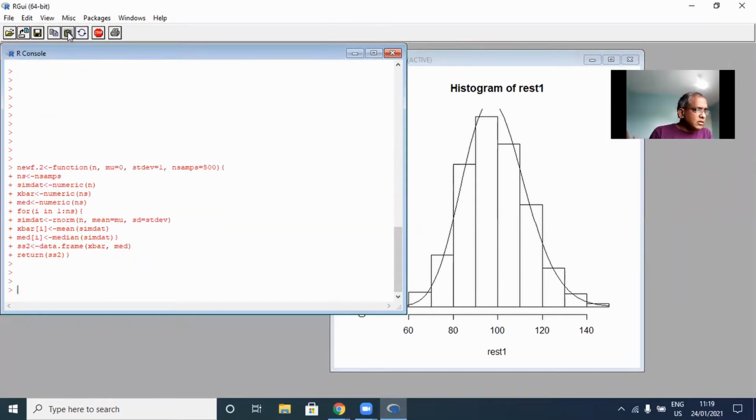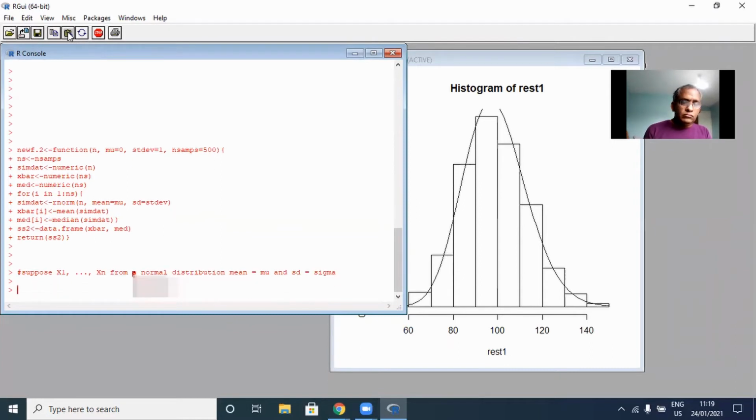Now, what this function does is the following. So suppose, let me use the number, all right, this is a comment. So suppose you have data x1 to xn from a normal distribution with mean equal to mu and standard deviation equal to sigma. Okay, the function computes the following.